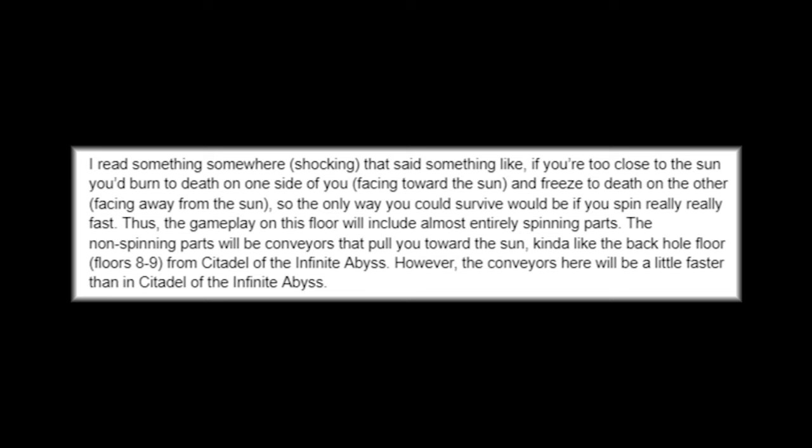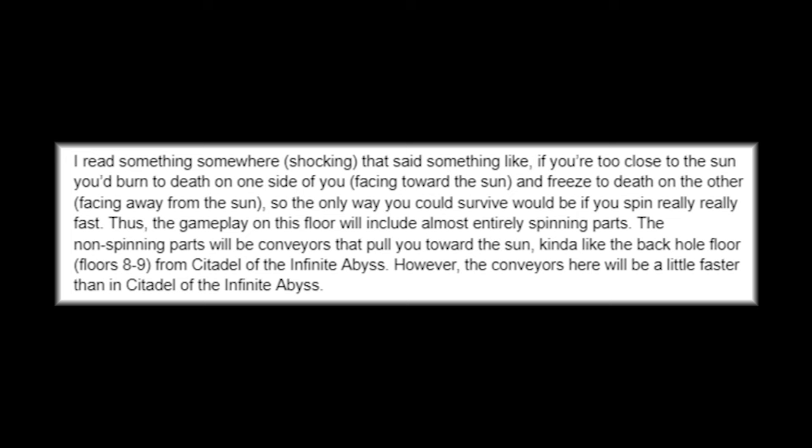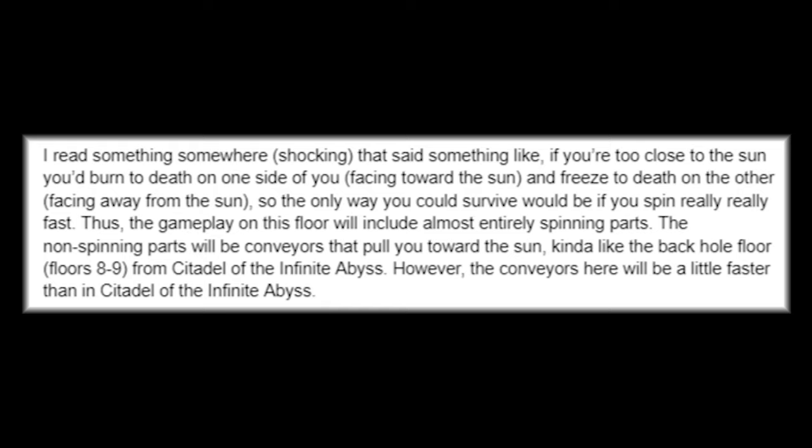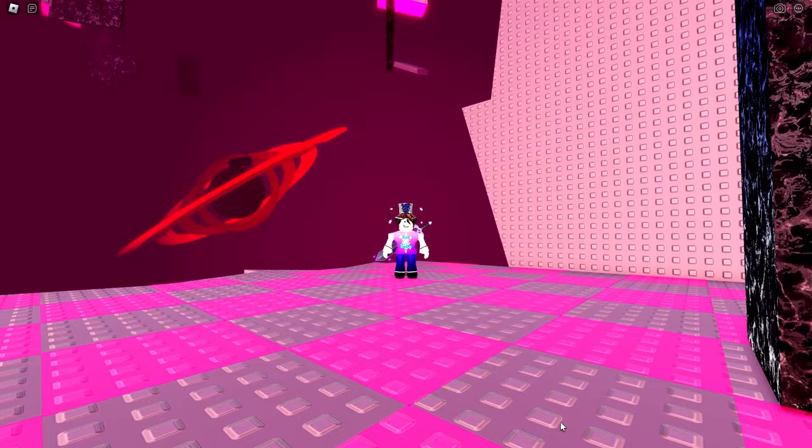Floor 1 is the sun. I read something somewhere, shocking, that said something like, if you're too close to the sun, you'd burn to death on one side of you, facing towards the sun, and freeze to death on the other, facing away from the sun. So the only way you could survive would be if you spin really, really fast. Thus, the gameplay on this floor will include almost entirely spinning parts. The non-spinning parts will be conveyors that pull you toward the sun, kind of like the black hole floors 8 through 9 from Citadel of the Infinite Abyss. However, the conveyors here will be a little faster than in Citadel of the Infinite Abyss.